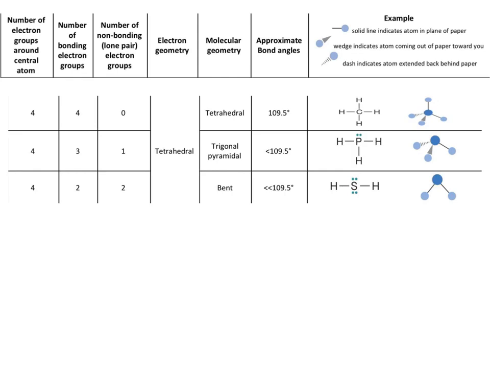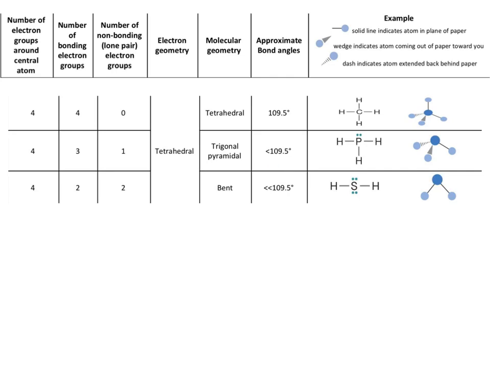If one of our domains is a lone pair and only 3 are bonding, we call that a trigonal pyramidal molecular geometry. Here we have phosphine, PH3, and so we can see that we've got 1, 2, 3, 4 electron domains, so an electron domain geometry of tetrahedral. However, only 1, 2, 3 of those domains are bonding. 1 is a non-bonding lone pair, and so we have a trigonal pyramidal shape, where now the bond angles will be somewhat less than 109.5.